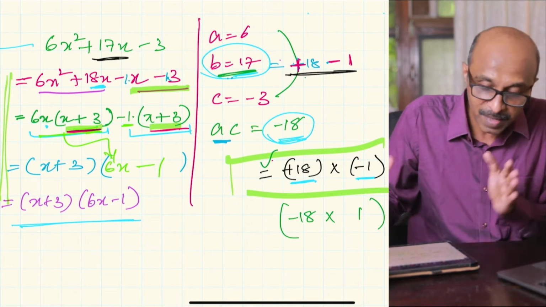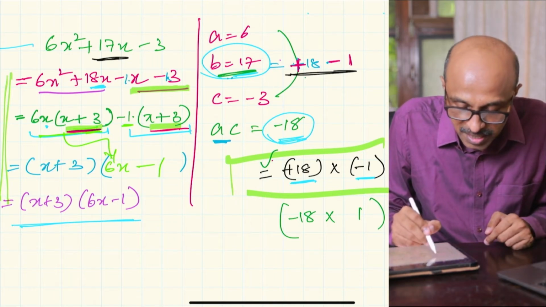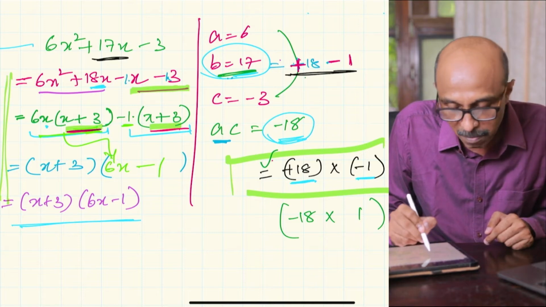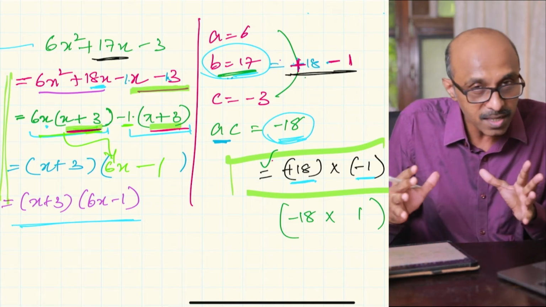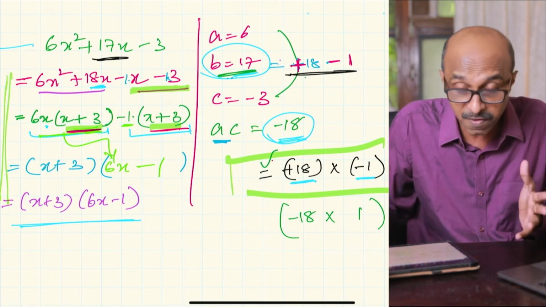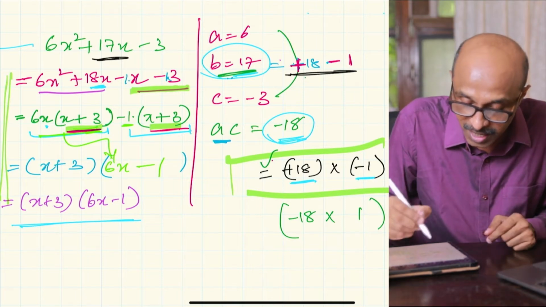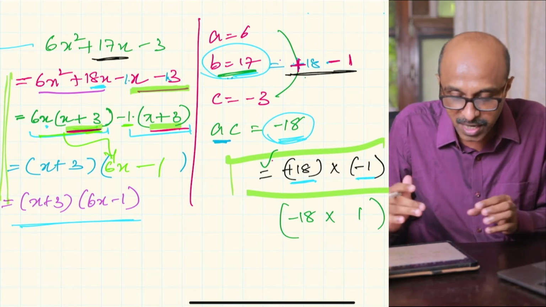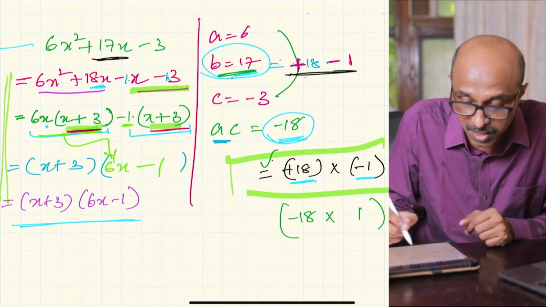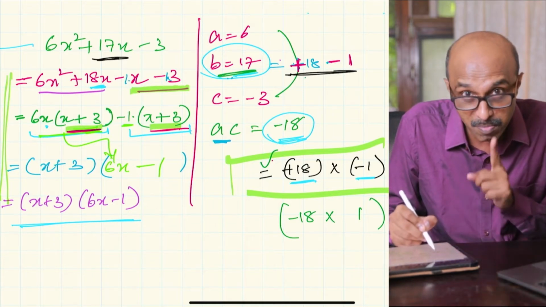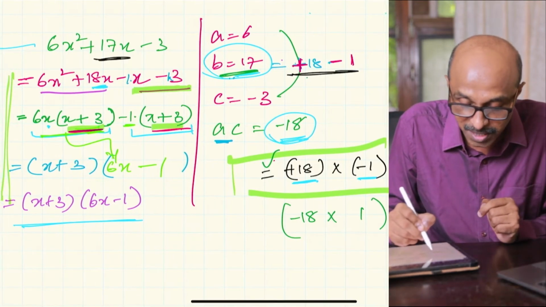That's just the first part. Then you write this 17x as positive 18x minus 1x. Now this is what some classes, some textbooks, some teachers will refer to as splitting the middle term. This is what's actually going on in splitting the middle term. Basically, you're trying to find the factors of AC that sum up to the middle term. That's the basic idea of splitting the middle term.